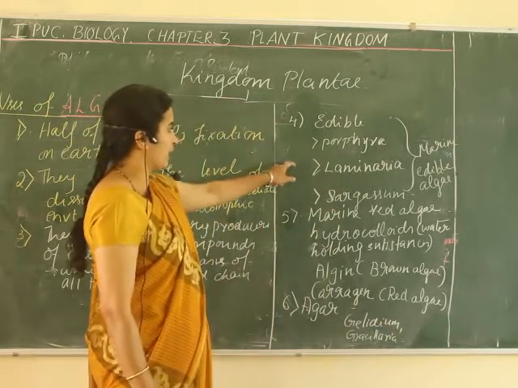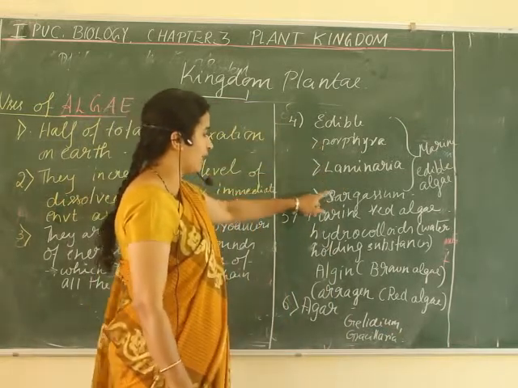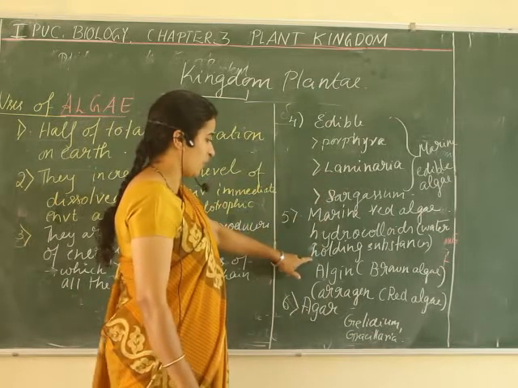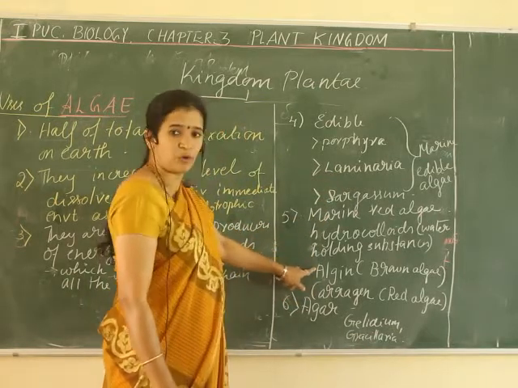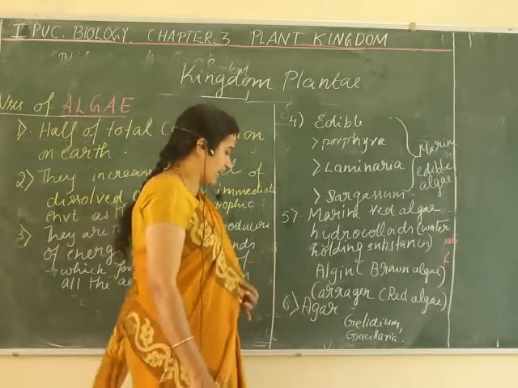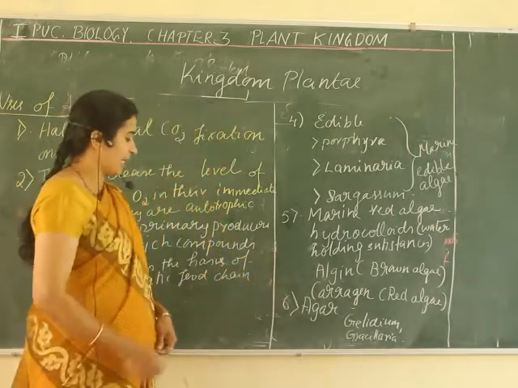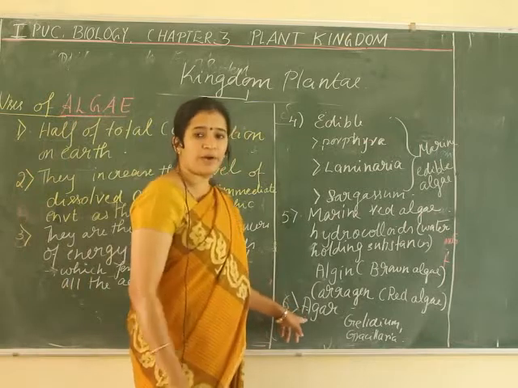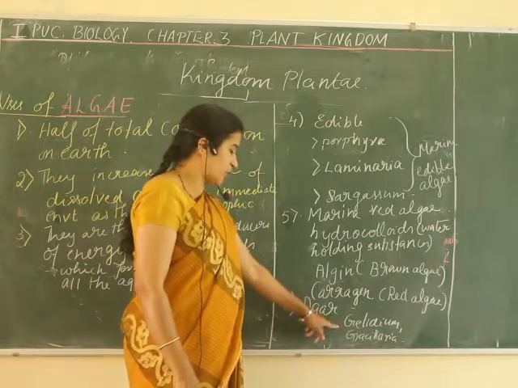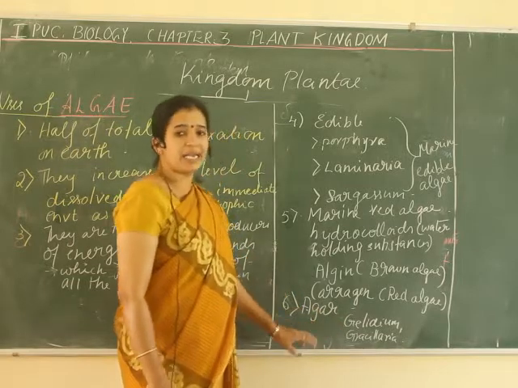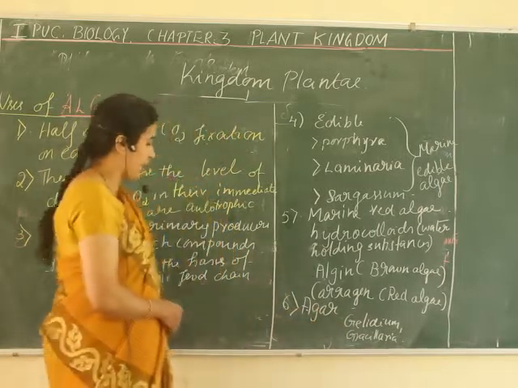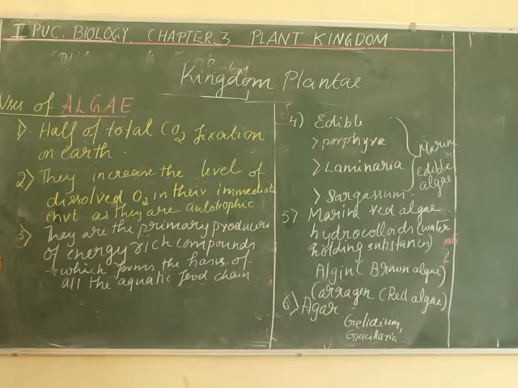Now edible algae: Porphyra, Laminaria, Sargassum. Hydrocolloids, that is algin and carrageen, are produced by brown algae and red algae. Agar is a commercially useful product obtained from species of algae like Gelidium and Gracilaria. Agar is used in the lab for growing microbes.